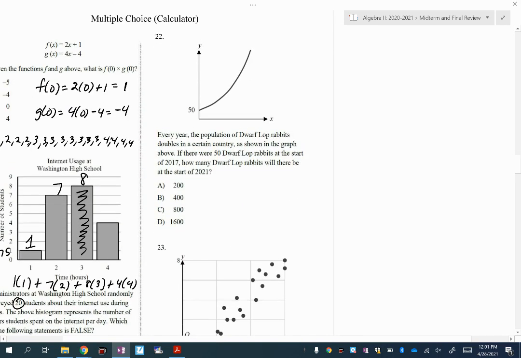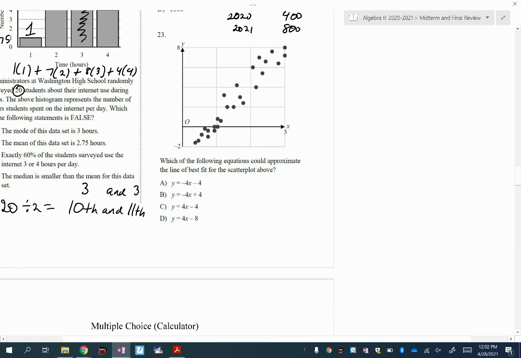22. Every year, the population of these rabbits doubles in a certain country. If there were 50 rabbits in 2017, how many would there be in 2021? So 2018, it doubles, 100. 2019, it doubles, 200. 2020, it doubles, 400. So 2021, my answer is 800. Boom. That's exponential growth.